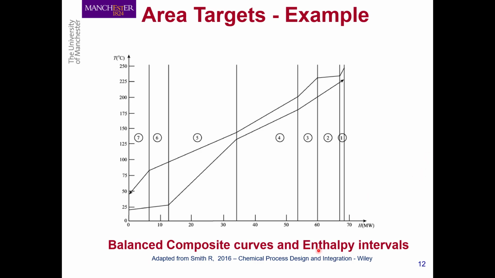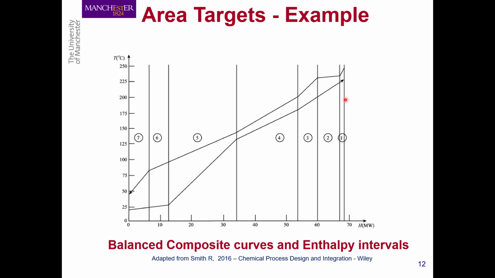So you also see here that the hot and cold utility requirement of this balanced composite curve is zero, because you have already included the cold and hot utilities inside this composite curve.